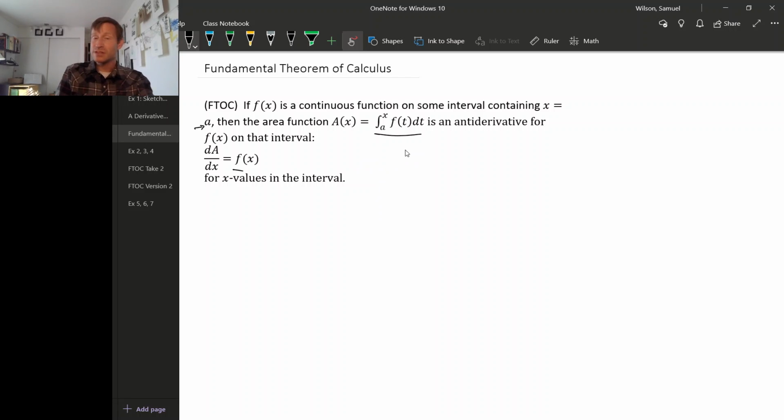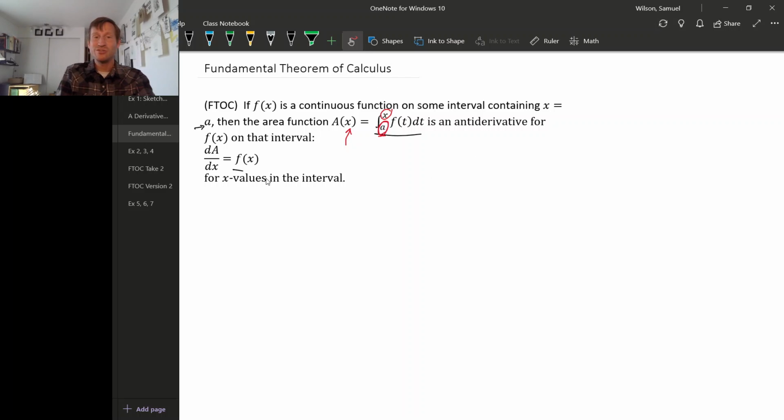A couple important things to note about this is the bottom bound has to be a constant. So x is the variable in here, and we aren't changing a, we're only changing x. So the bottom bound has to be a constant if you want to use the fundamental theorem of calculus. Also, notice that the top bound in this integral is just the variable itself, x. It's not some function of x, it's just x itself.